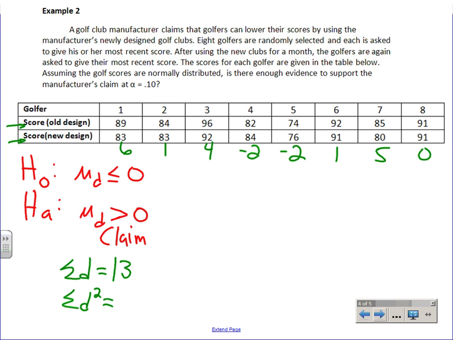This is 36, 1, 16. Ooh, 4, 4, 1, 25. So that number is 87. Oh boy. Well, that's kind of a pain to do that every time, isn't it? Who wants to do that? Calculator? Well, maybe if you can show me how.